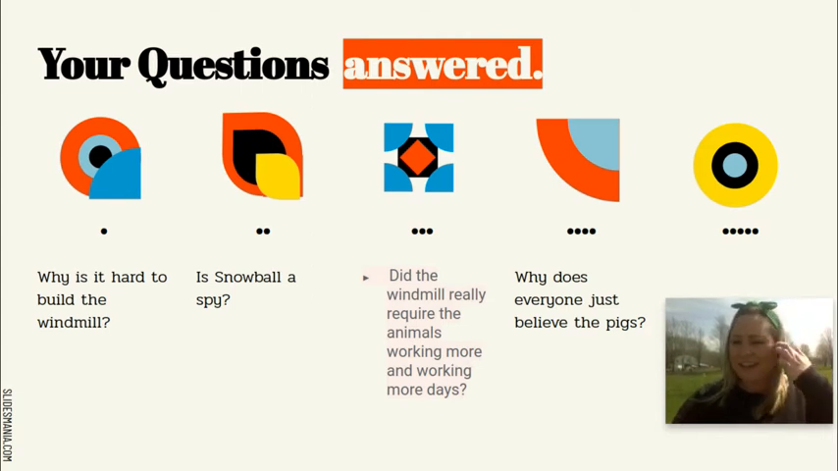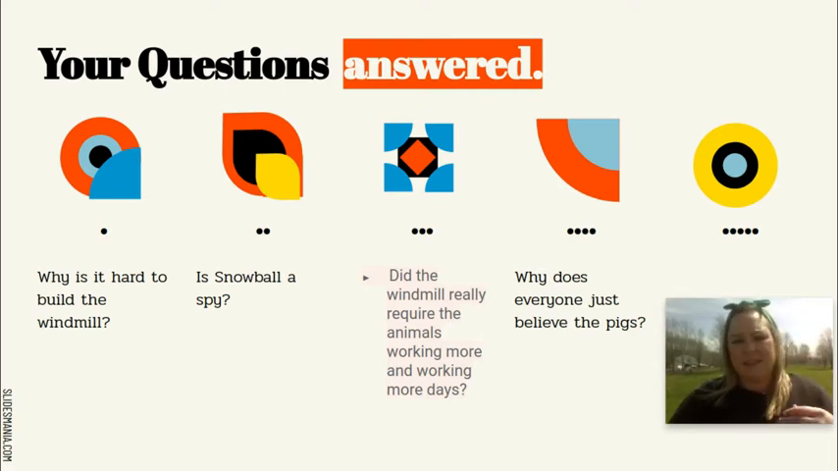The second question, is Snowball a spy? He's not. He is truly gone from the farm. He's officially left, but he is being accused of every bad thing that happens on the farm. And that's because Napoleon wants this divisiveness. He needs an enemy for his cause. He needs everybody to fear Jones and fear Snowball, because if they fear them, they'll be more loyal to Napoleon.